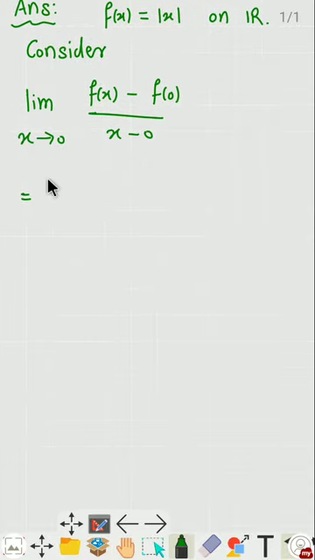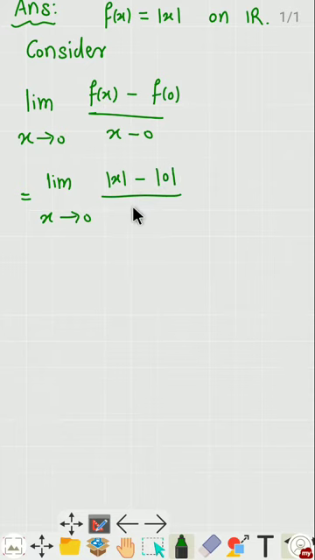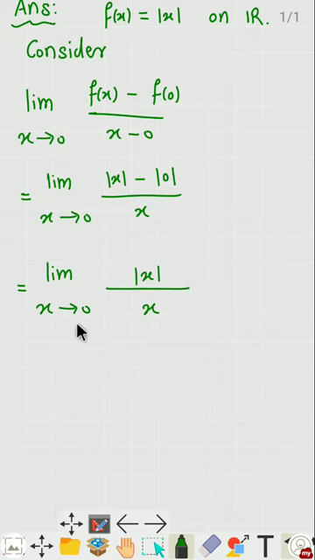It is equal to the limit as x tends to 0 of f of x which is mod x, minus f of 0 which is mod 0, divided by x minus 0 which is x. Now it is equal to again the limit x tends to 0 of mod x upon x.